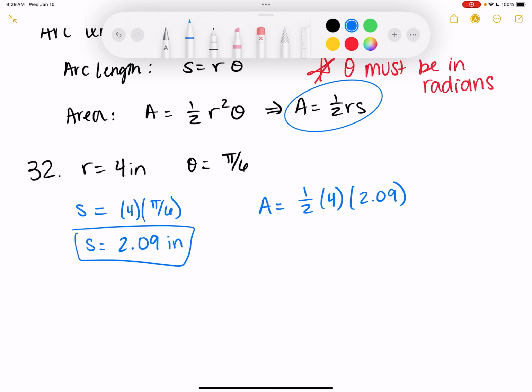Book back opened up. I don't have enough room on this desk. That's what I'm convinced is the problem. 4 point what?